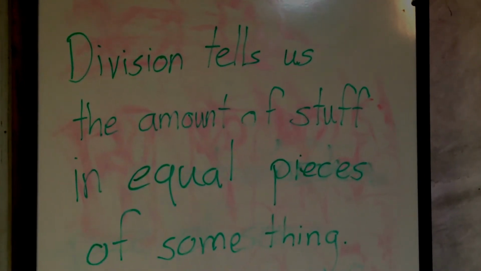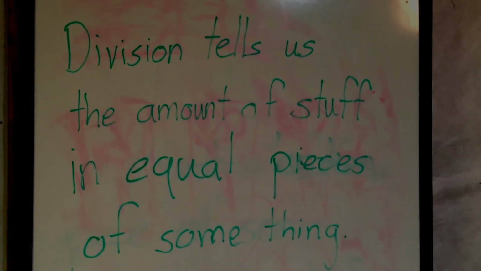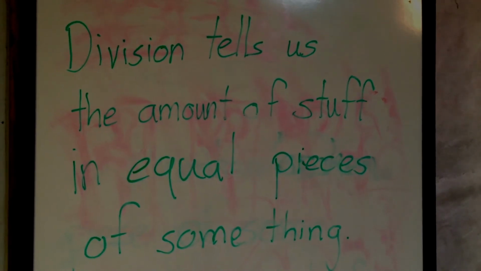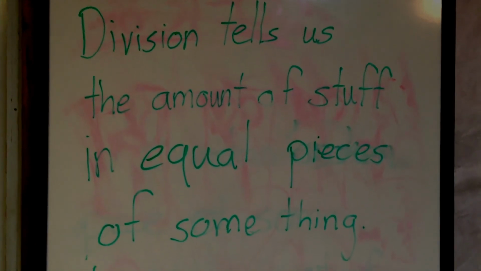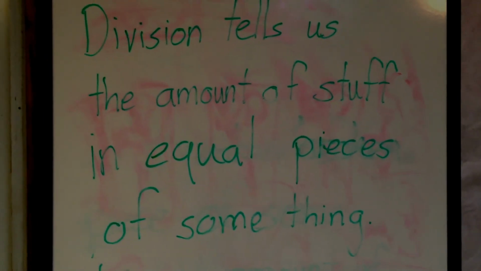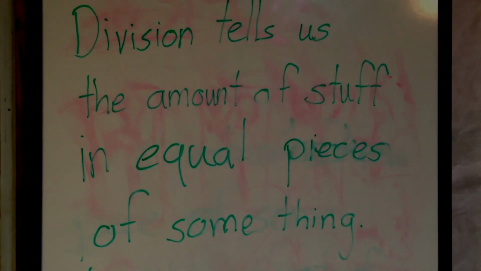So from this we can decide and conclude that what division tells us is the size of groups broken up into equal parts. To be really general, what division tells us is the amount of stuff in equal pieces of something that was broken apart. This could be money, this could be days of the week, or it could be a board.